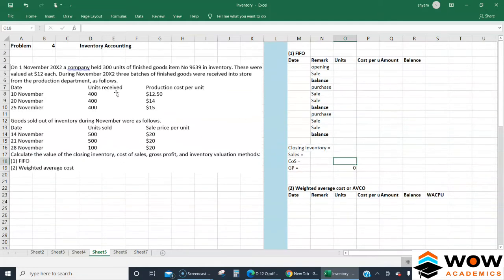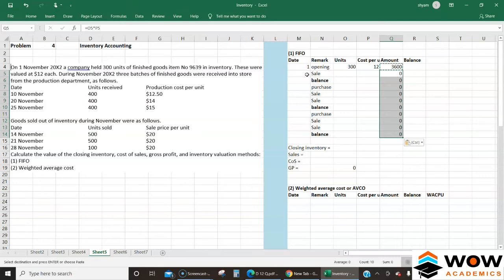So we'll start. It's all November. We'll just take the opening numbers. On 1st November, the company had 300 units. These were valued at 12 each. Okay, and on 10th, we have a first unit being received. We're getting 400 units and the price is 12.5.